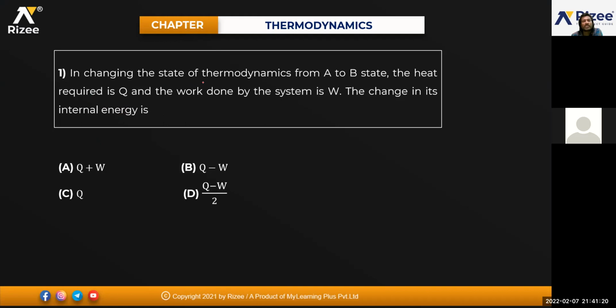First question. In changing the state of a thermodynamic system from A to B, the heat required is Q and the work done by the system is W. The change in the internal energy will be equal to how much? Delta Q is equal to delta U plus delta W. So delta U is equal to delta Q minus delta W. Using the proper signs, I can write Q minus W. So B will be the answer.